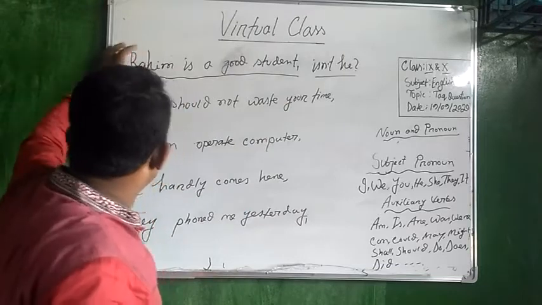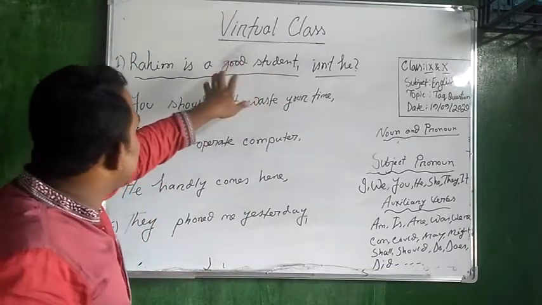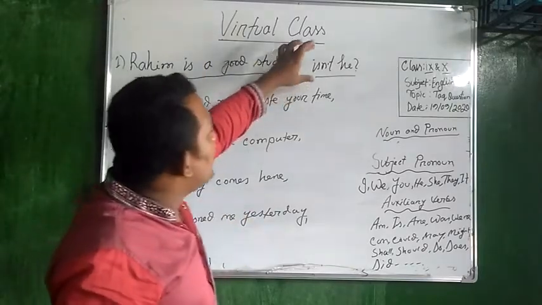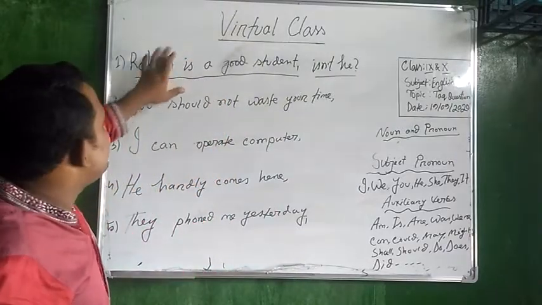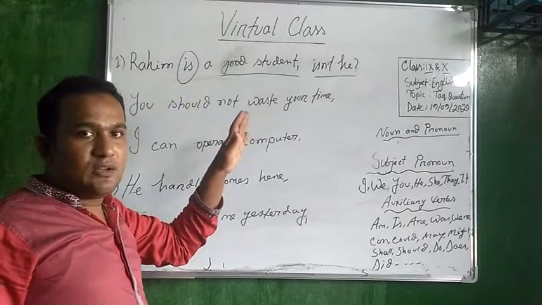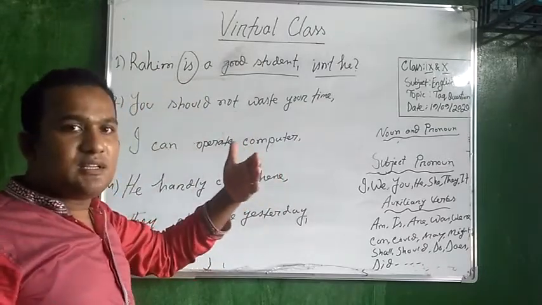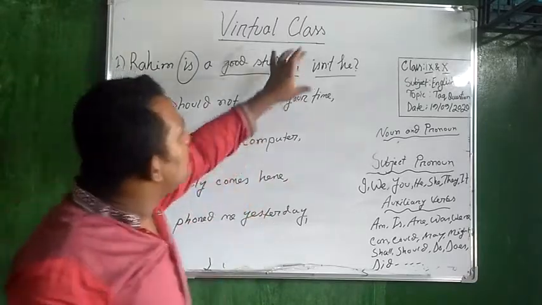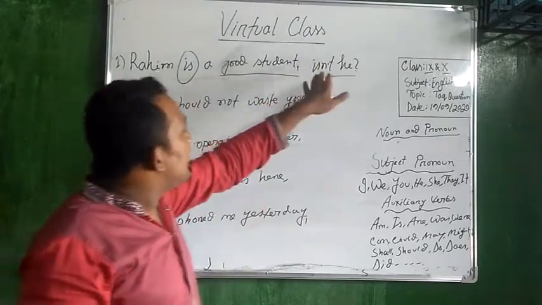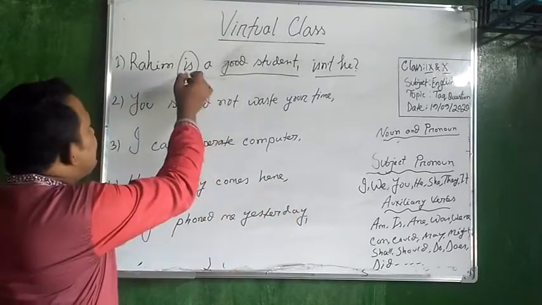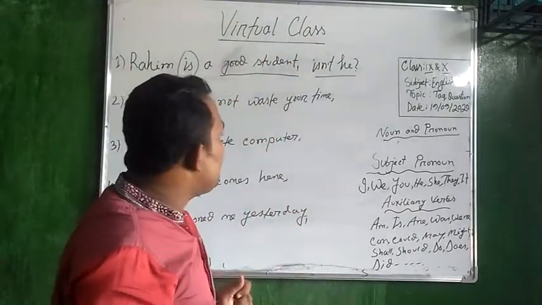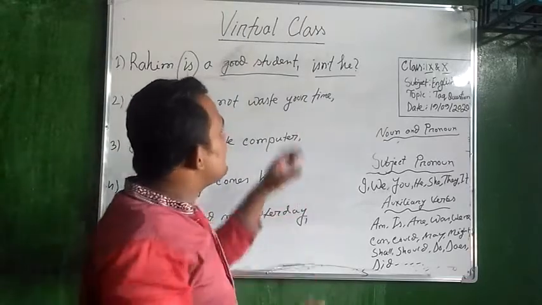How? So look on the whiteboard. Rahim is a good student. This is a statement. So if the given statement is positive or affirmative, the tag question will be negative. Here the verb of the main part of the statement: if the verb in the main part of the statement is positive, the question tag will be negative. If the verb in the main part of the statement is negative, the tag question will be positive. So you can see that is is positive. There is no negative sign here. So the question tag will be negative. That means is not. You have to use short form or contracted form. So is not is called isn't.